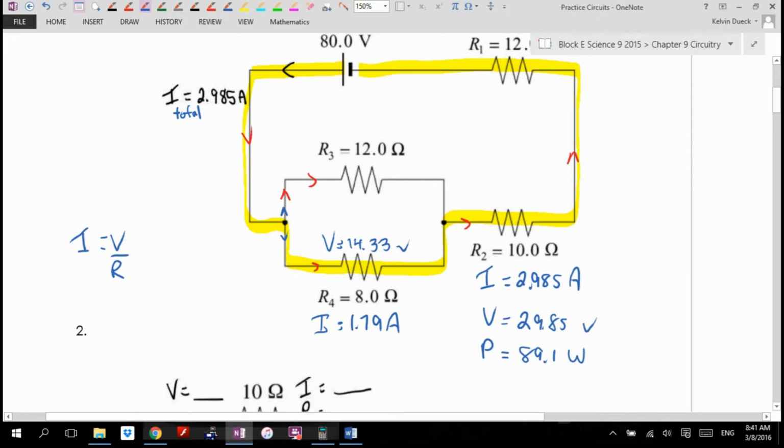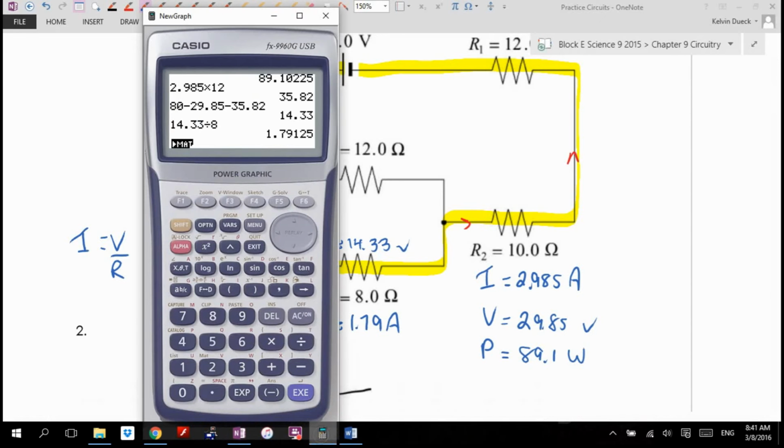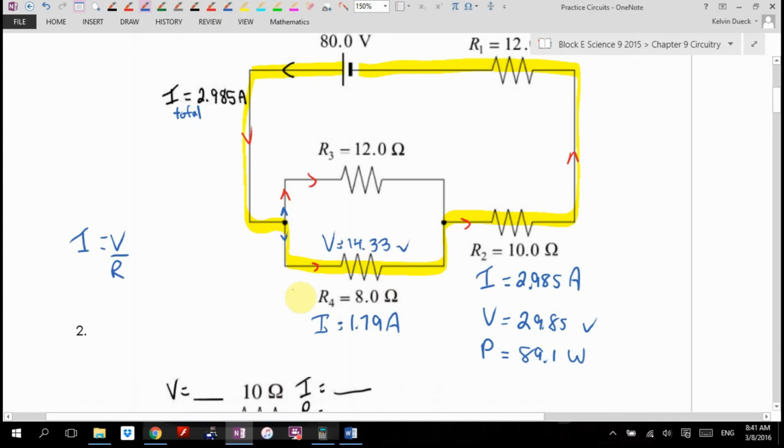How can I find the power? Power is V times I. You know what? I'm going to be really clever. I'm going to use my answer button, which has the 1.79125, just to be really, really accurate. How many watts of power? 25.7 watts. Is that okay? Let's try the next one.